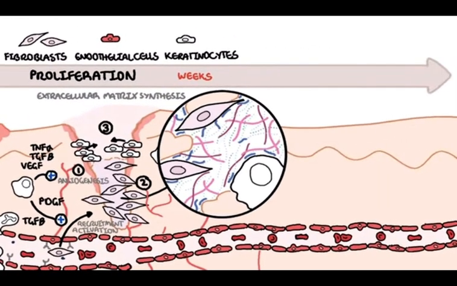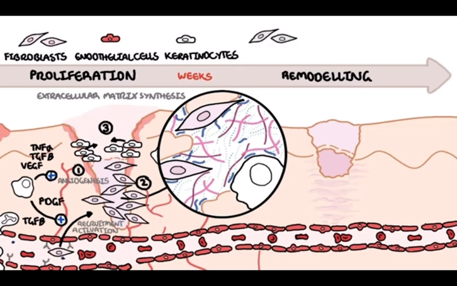The final phase of wound healing is the maturation or remodeling. The primary purpose of the remodeling phase is the formation of new epithelium and scar tissue, and this process can take up to a year to complete. The main players here are the fibroblasts and their evolution called the myofibroblasts.